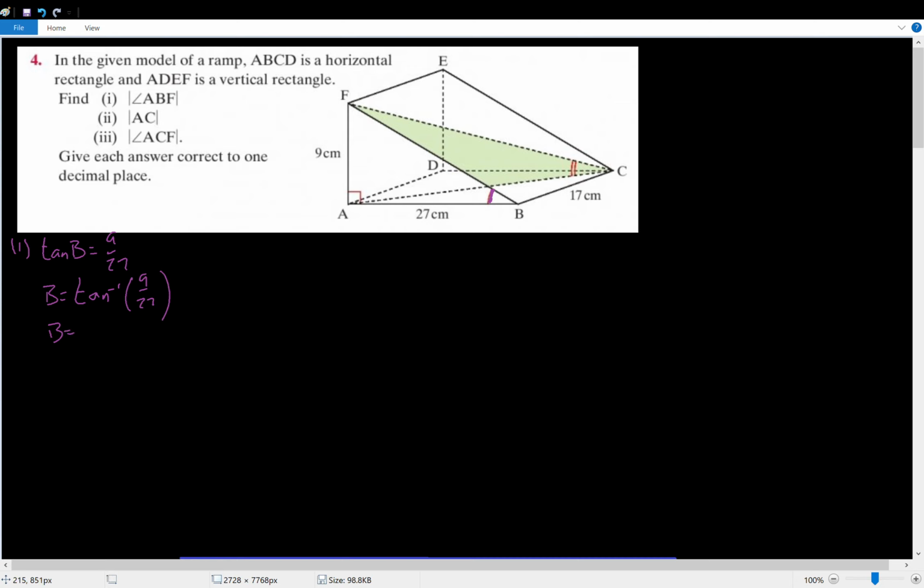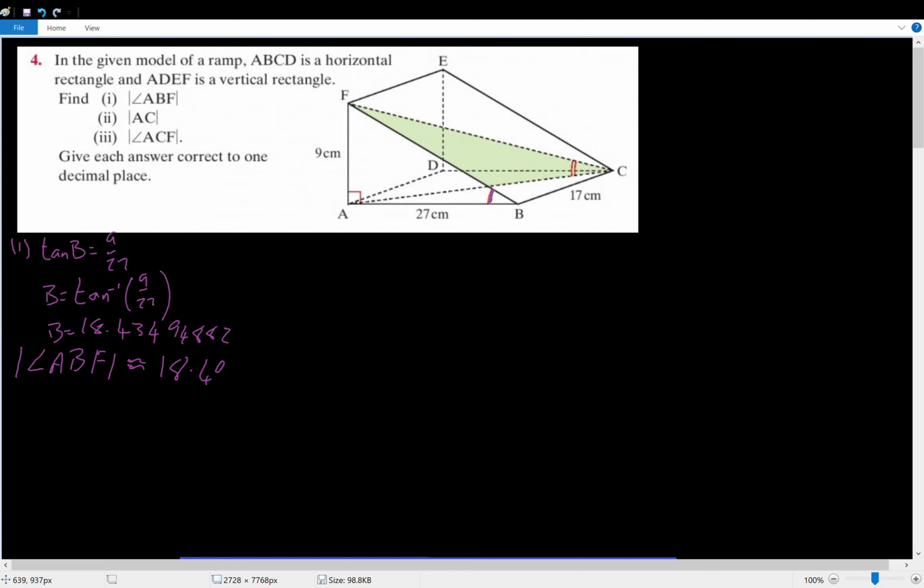So B is going to be equal to, now the inverse tan of 9 over 27 is 18.43494882. But we were told to give all of our answers correct to one decimal place. So the angle ABF is going to be approximately equal to 18.4 degrees. So that's the first part of that.